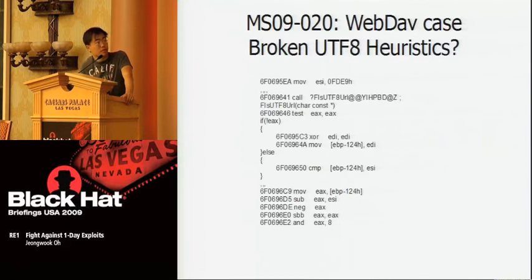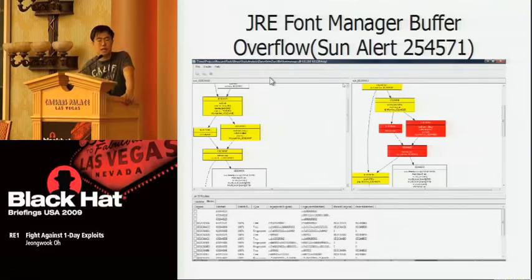And the original binary was using UTF-8 here or something. It was doing some heuristics to determine whether they are UTF-8 characters, and it was doing some arithmetic here. So anyway, sometimes it fails to identify UTF-8 and passes some invalid flag to the API. And the next one is not an MS one, the Sun JRE font manager overflow.